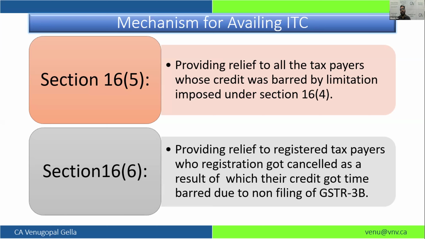One, if the time limit to claim ITC as per 16.4 for that particular financial year in which your registration got cancelled is still alive, you claim your ITC within such time period. Or if that time period has lapsed, then you need to actually file all your returns from the date of cancellation till the date of revocation within the period of 30 days from the date of revocation of your registration. If you do so, you are eligible to claim ITC under Section 16, Subsection 6 of the GST Act.